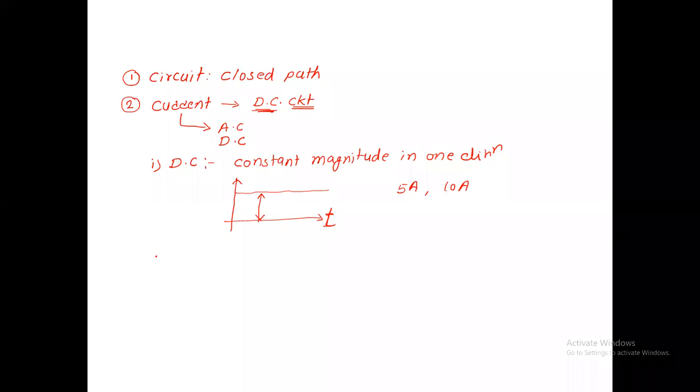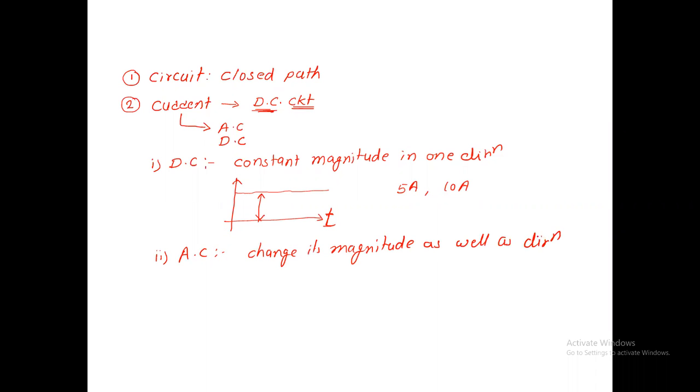Then the second type, the alternating current, the name itself gives the meaning. Alternating means a current which will change its magnitude as well as direction with respect to time. Every current we will try to define with respect to time, so don't forget that important word. The current which will change its magnitude as well as the direction, that current we call an alternating current.